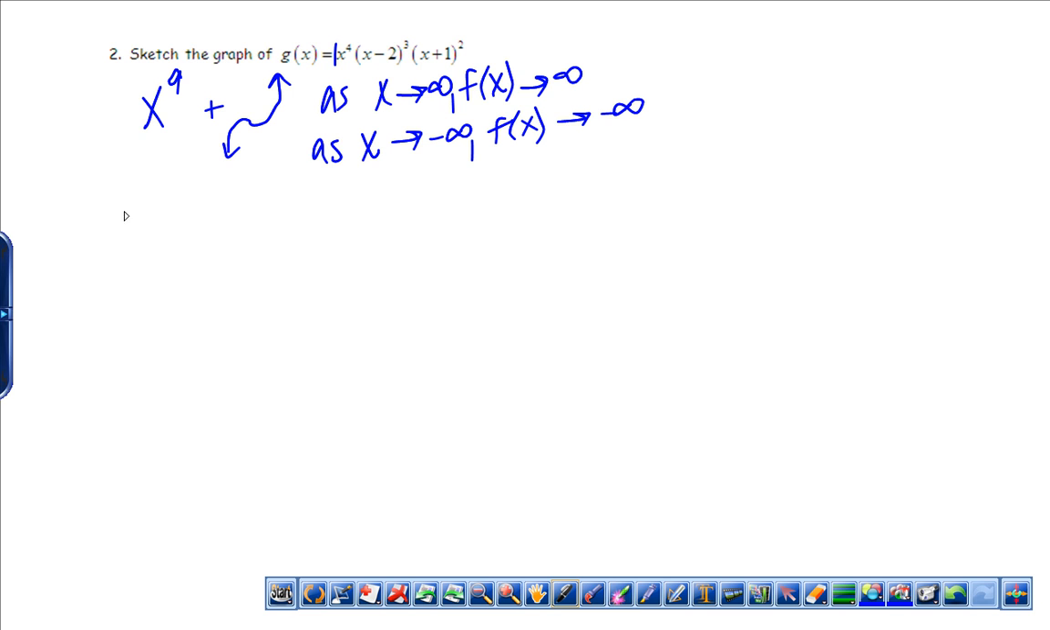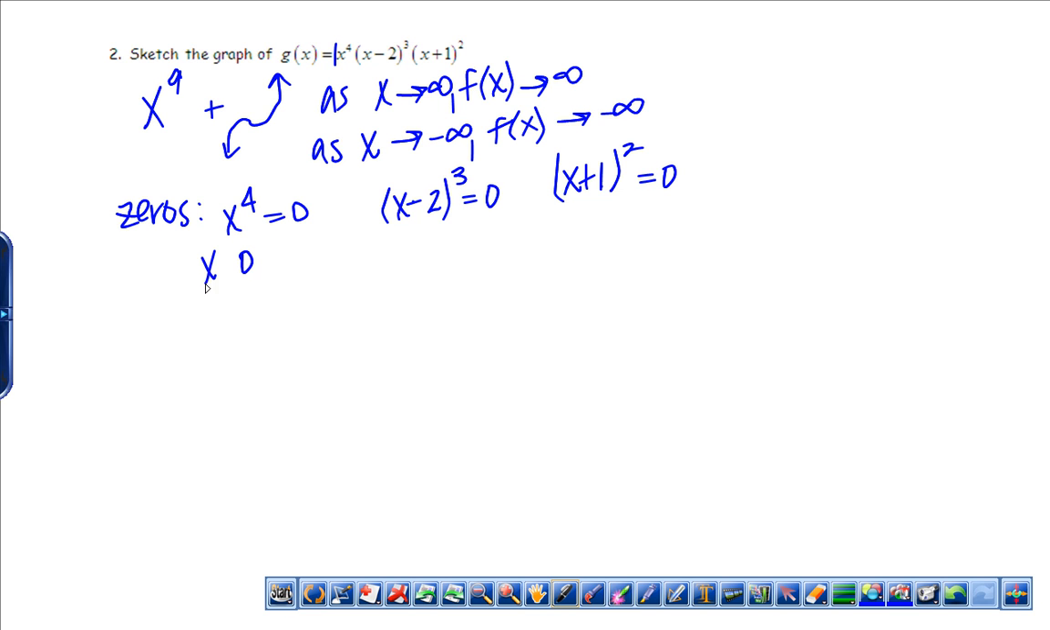All right. Let's go ahead and find our zeros, which will help us sketch our graph. This one is set up really easy since I've already got it factored for you. So you can say x to the 4th is equal to 0. You can say x minus 2 cubed is equal to 0. x plus 1 squared is equal to 0. So your x-intercept is going to be (0, 0). This gives you x equals 2, so this is (2, 0). And this gives you x equals negative 1, so this is (negative 1, 0).